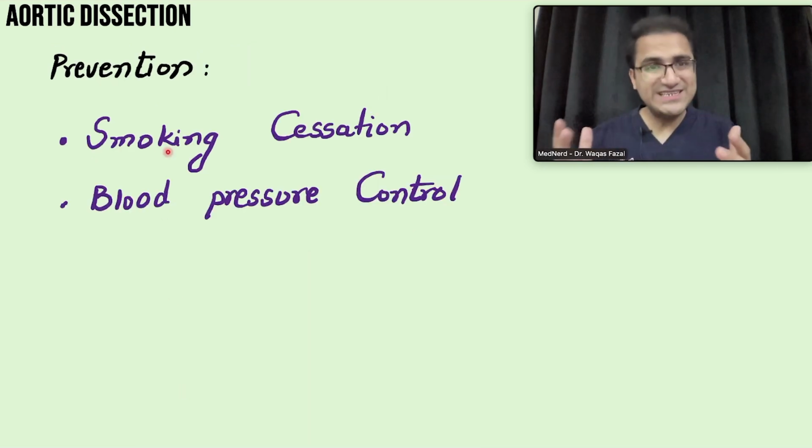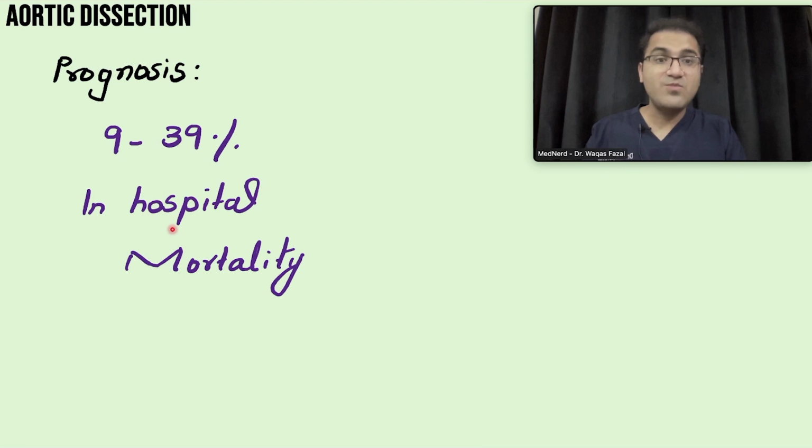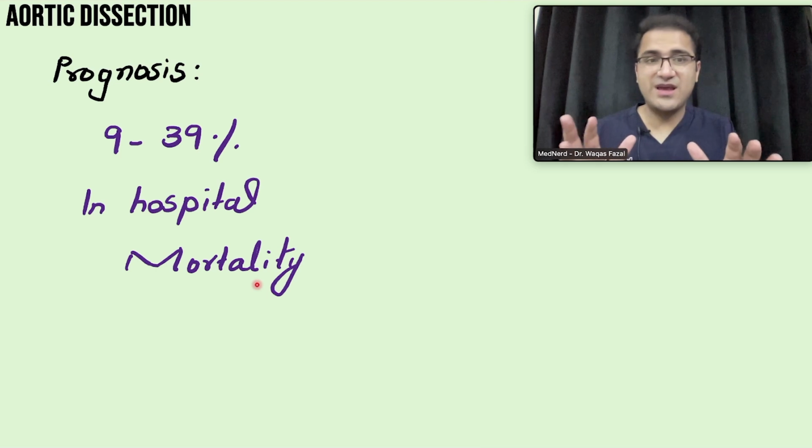How do you prevent aortic dissection from happening? Screen the patients for blood pressure. In old patients, blood pressure control is very important, and smoking cessation is very important. Prognosis of aortic dissection: there is 9 to 39% in-hospital mortality in the USA, but in developing countries like India, Pakistan, Bangladesh, the mortality is way higher than this.